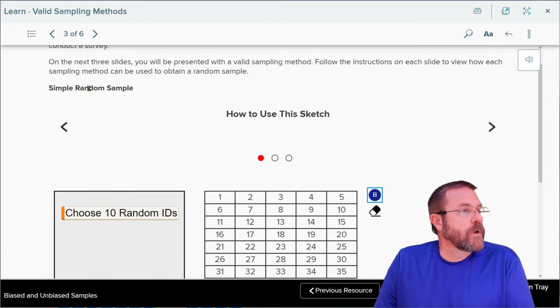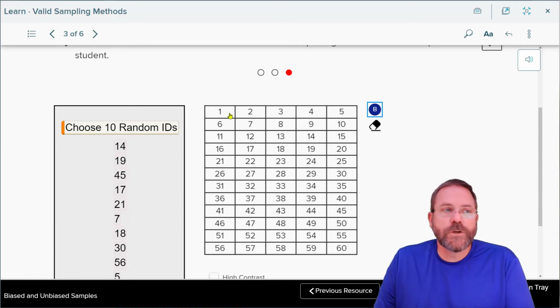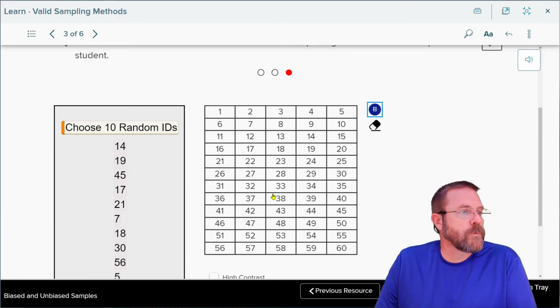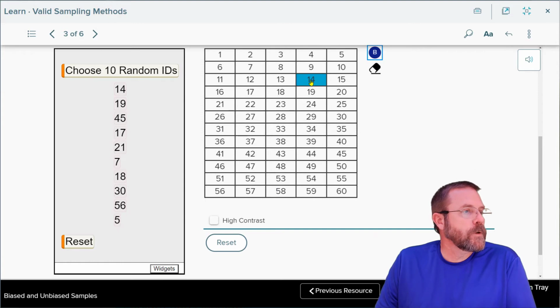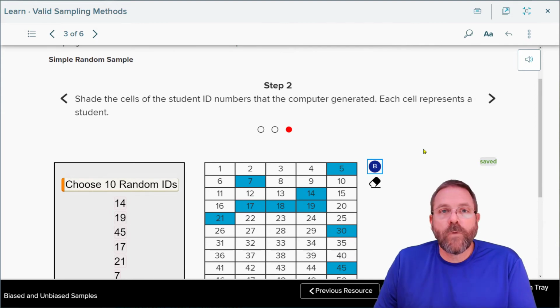First, we're going to take a look at the random sample. For the random sample, they said choose students at random, and then we're going to shade the cells that represent the students that were picked. So we picked 14, we picked 19, we picked 45, we picked 17, 21, 7, 18 is right there, 30 is right here, 56 down here, and 5 is right there. And that would be an example of a random sample.